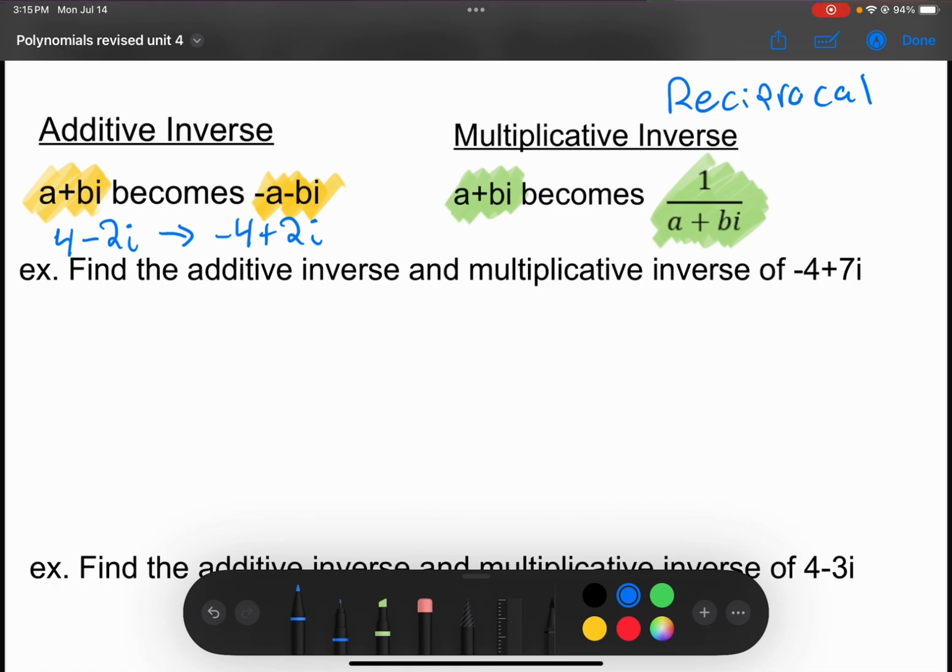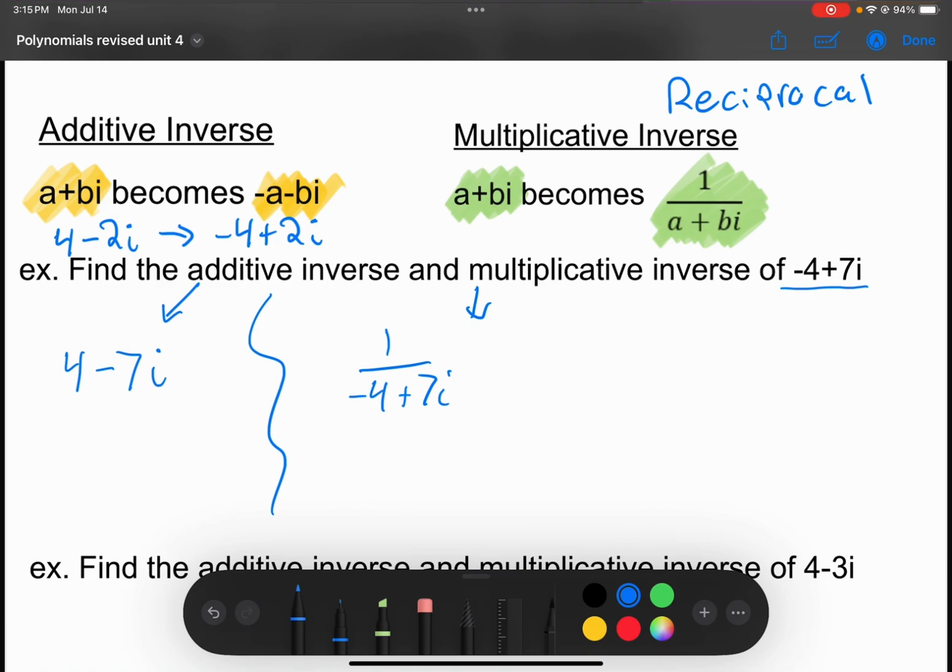Okay, so if we were to find the additive inverse and multiplicative inverse of this term, negative 4 plus 7i, the additive, we're just switching the signs, so that negative 4 would become a positive 4, and that plus 7i would become minus 7i. And for our multiplicative, well, we're just putting 1 over negative 4 plus 7i, except the catch is we can't have an i in the denominator.